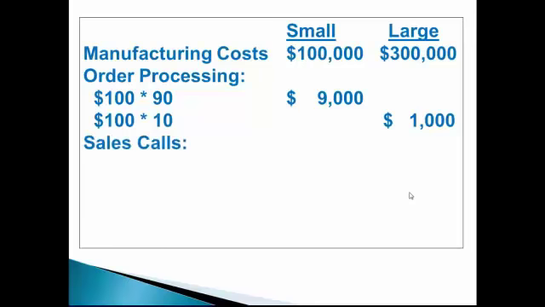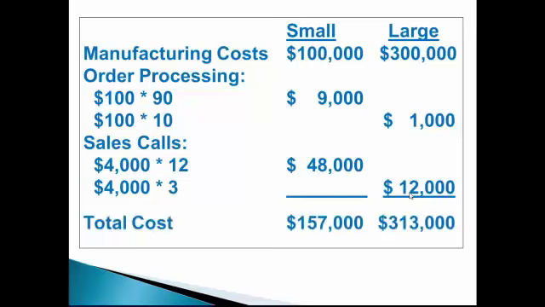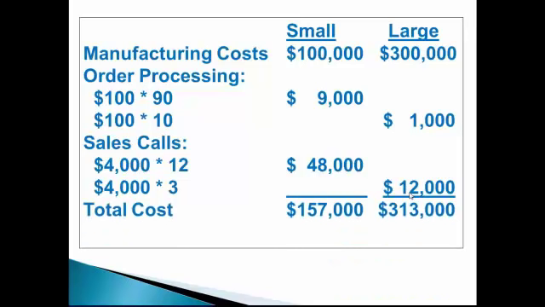Sales calls are allocated at a rate of $4,000 per sales call. 12 will be expected to be required from the small shops, and only 3 to the large retailer. So the $60,000 of cost expected for sales calls is allocated $48,000 to the small shops, $12,000 to the large retailer. So now we can see that the total cost of serving the small shops is $157,000 and the large retailer is $313,000.